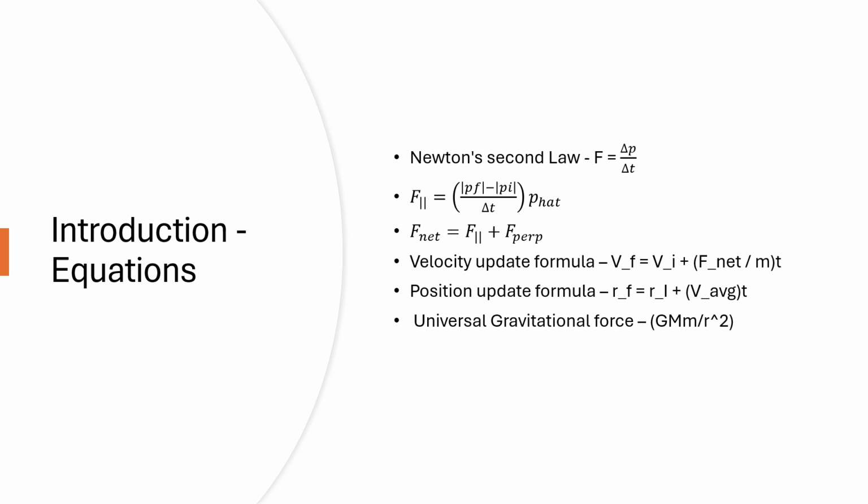And then the universal gravitational force equation, force is equal to negative G times mass 1 times mass 2 divided by r squared, describes the attractive force between any two masses, which will allow us to track the motion of a planet.